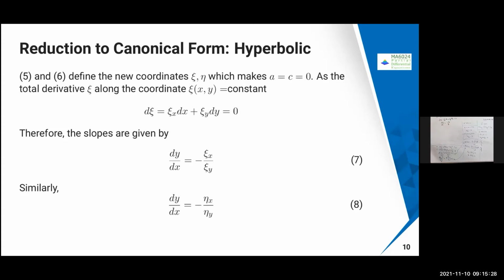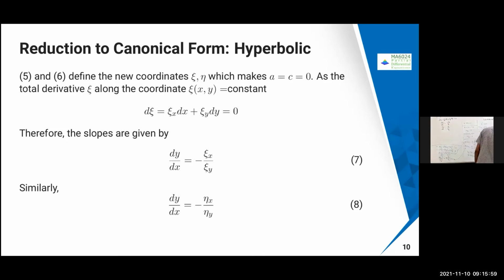Similarly, if I do the same thing for eta of x, y equal to constant along the eta coordinate, then the total derivative of eta of x comma y is going to be constant. Again, you will get d eta equal to eta x dx plus eta y dy. In that case, similarly, you will get dy by dx equal to minus eta x divided by eta y.